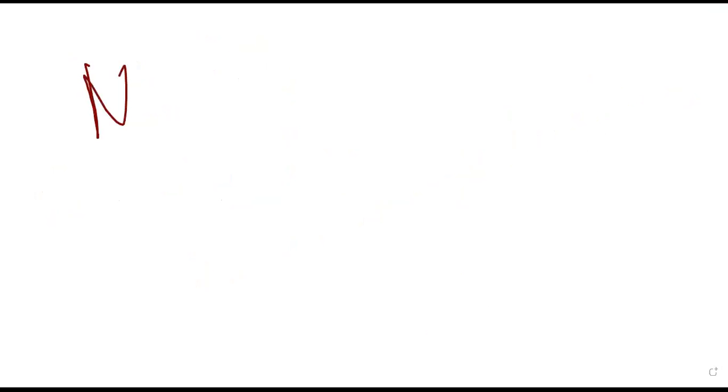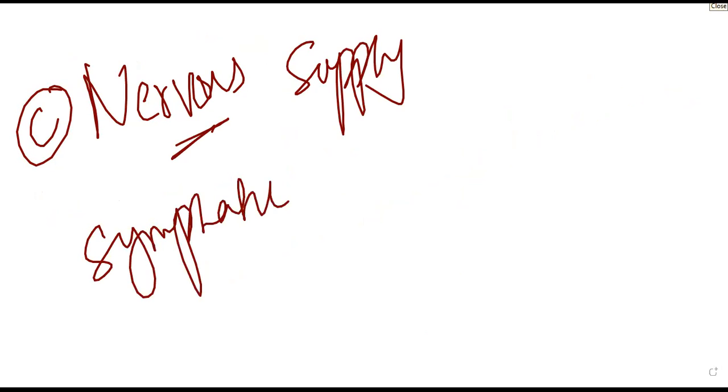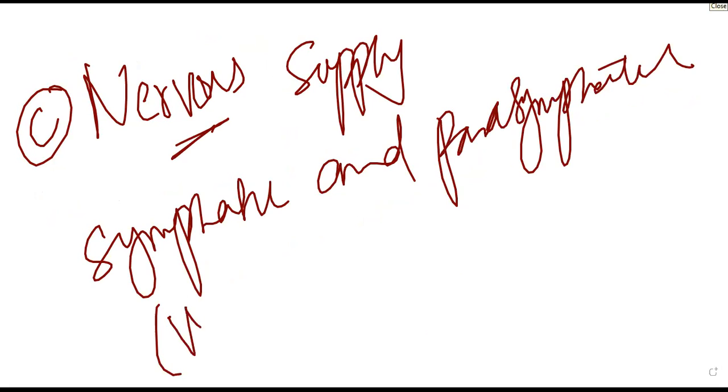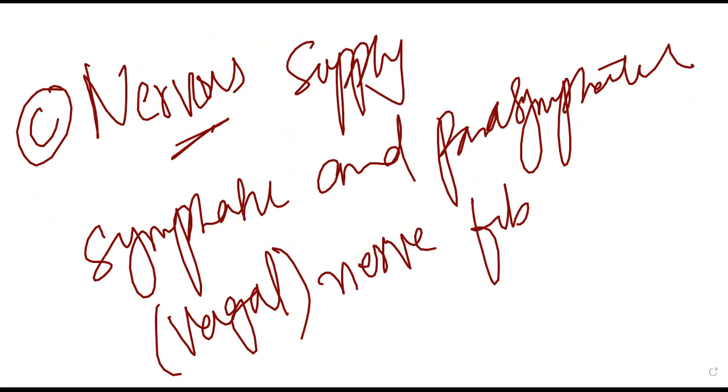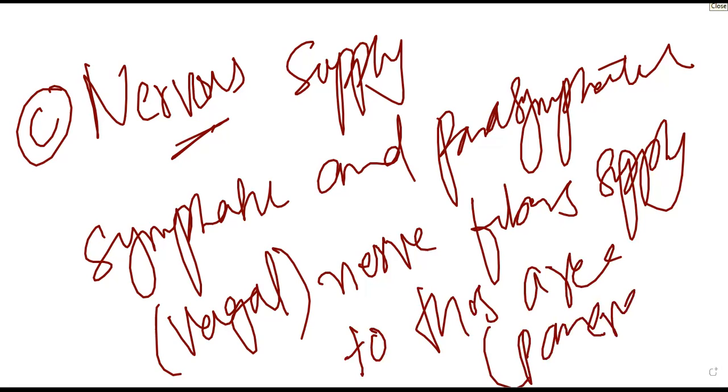Nerve supply. So sympathetic and parasympathetic, this is vagal, nerve fibers supply this area, means the pancreas. These all are about the pancreas.